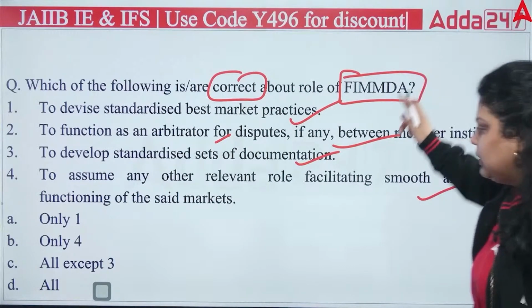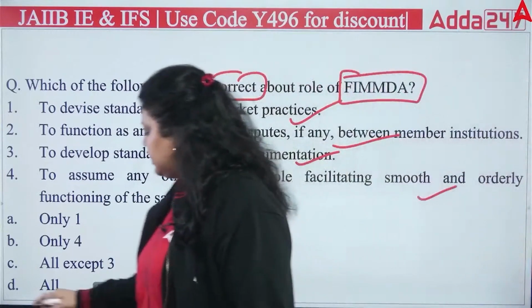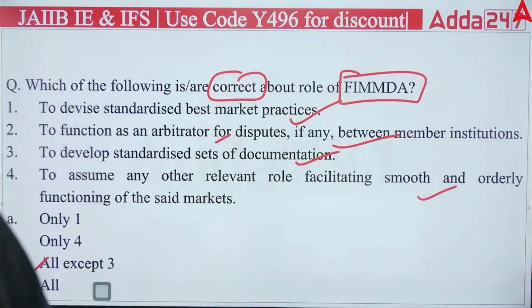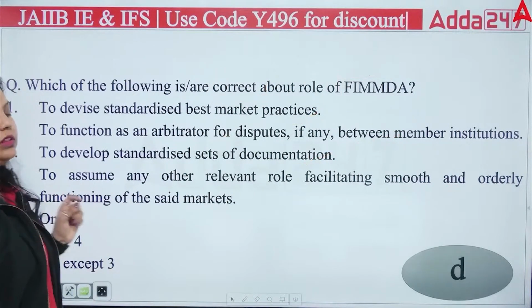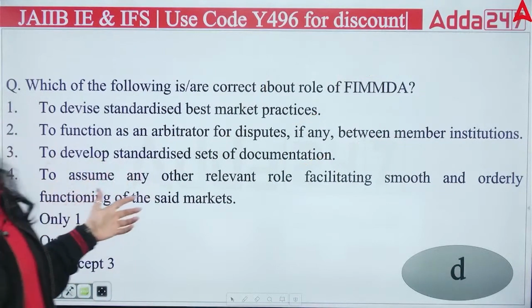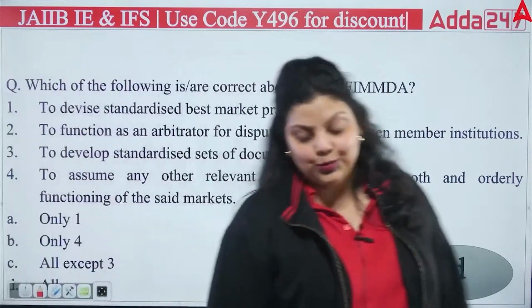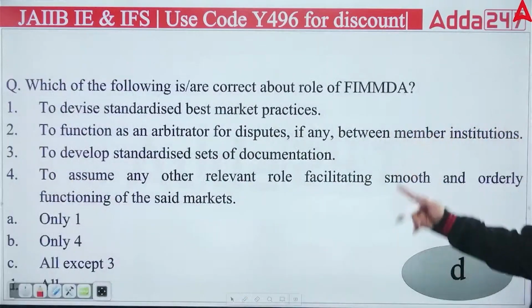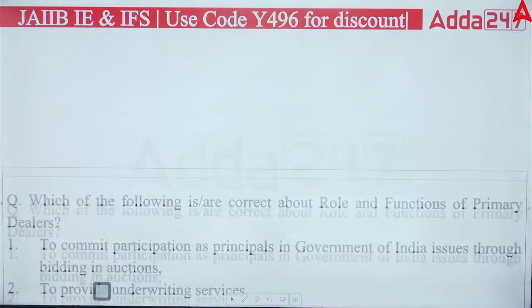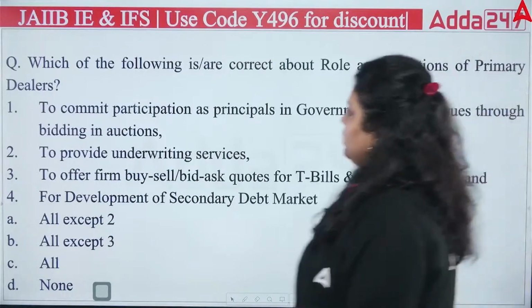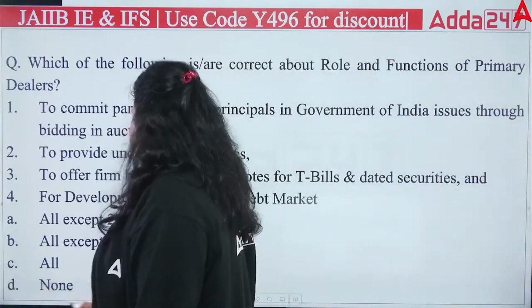It means all the statements that have been given here, or all the working that has been given here about FIMMDA, is correct. Okay, it actually helps to make the best practices for the fixed income money market and the derivative market. So the right answer will be all of the above, that is D option. All are the role of FIMMDA. Okay, I guess clear. Now the next question we are talking about here.